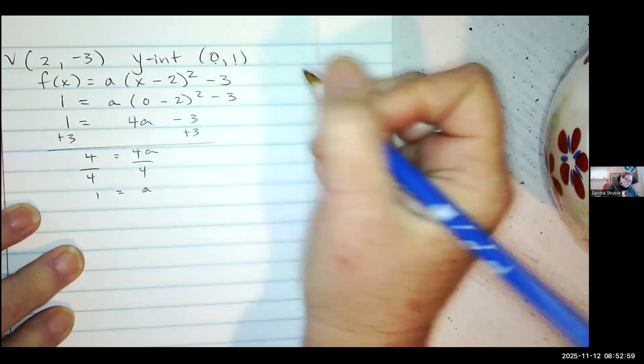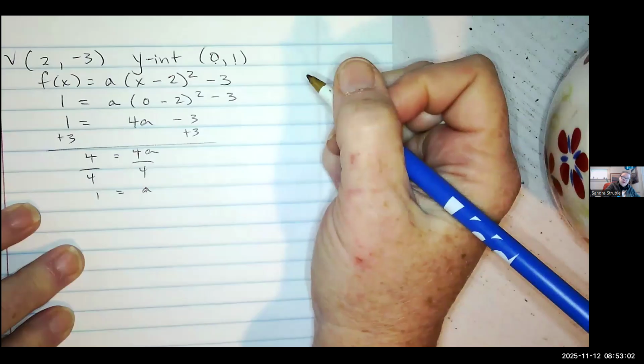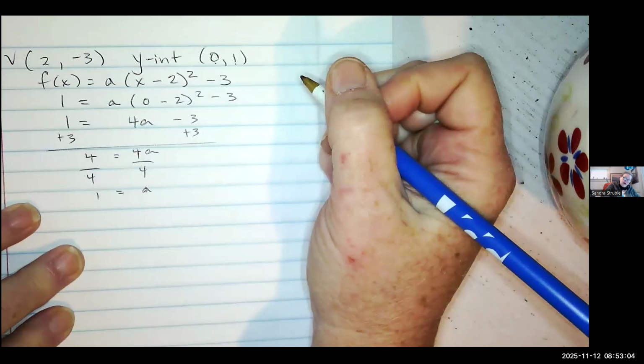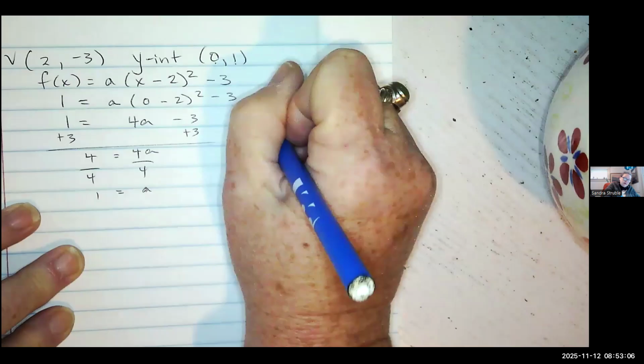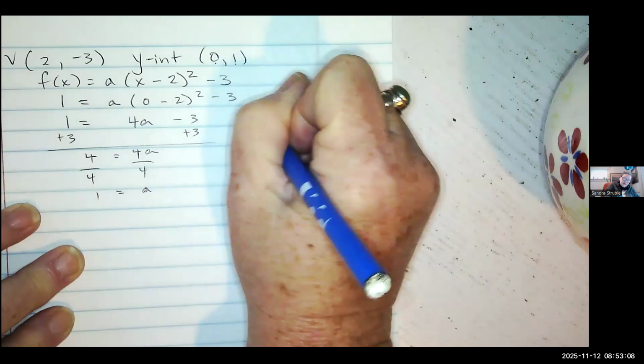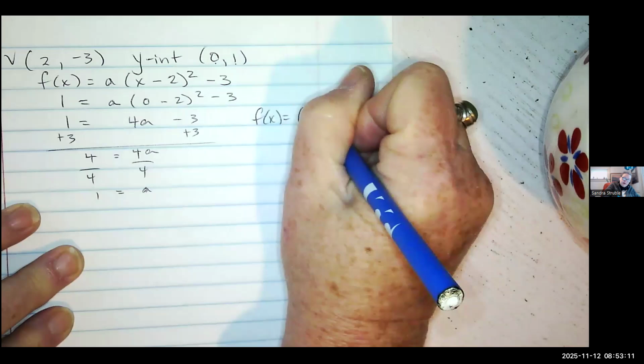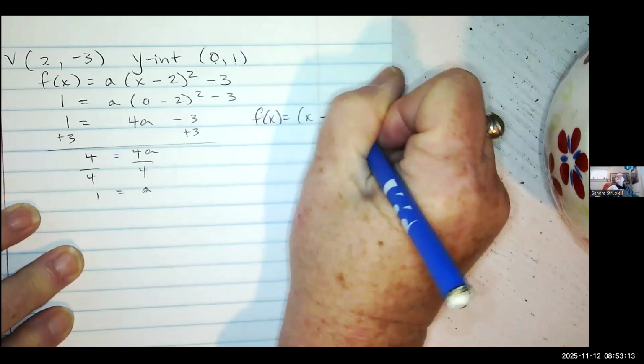All right, so I'm going to write standard. Does it ask for the standard form? I just said write the equation. So yeah, I'm going to do vertex form. F of x is x minus 2 squared minus 3. There's my form. Now I can find my zeros.